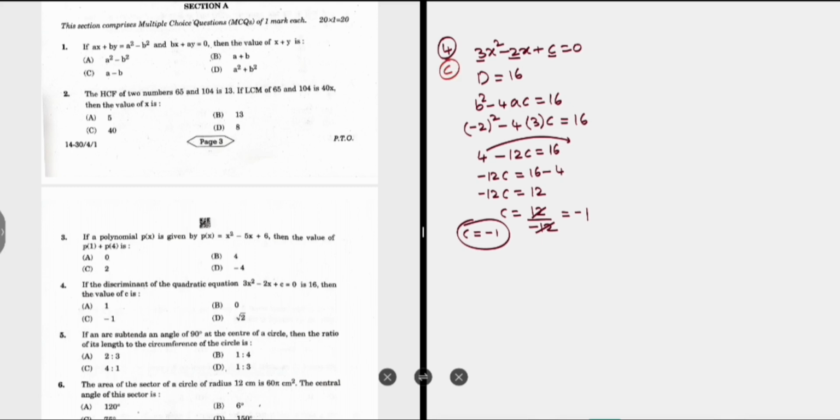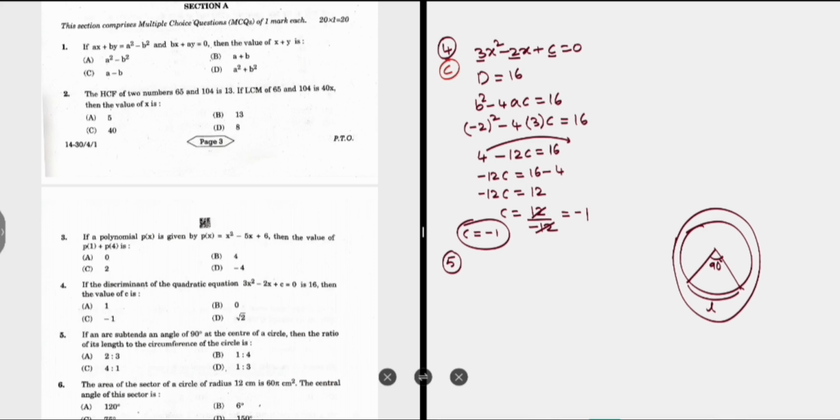Now let's see question number 5. Question number 5 is about an arc that subtends an angle of 90 degrees at the center of the circle, then the ratio of its length to the circumference of the circle. So here we have to draw a circle and take some arc. Let us take this as the arc, and it is mentioned that the arc is making 90 degrees at the center. Now we have to find out the ratio of the length to the total circumference.